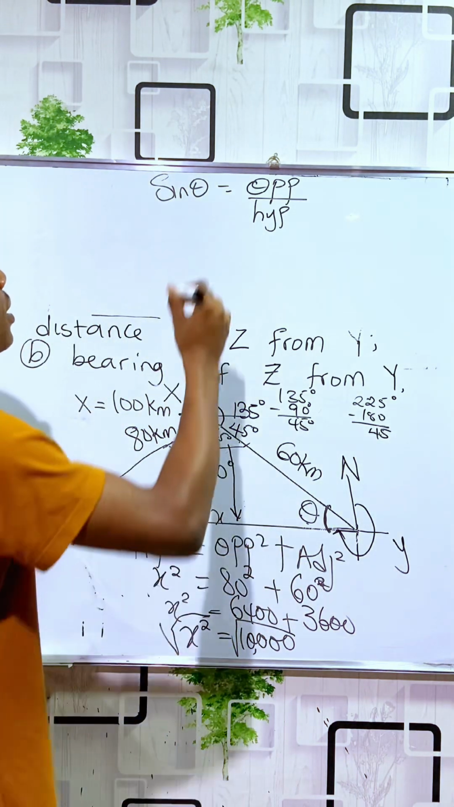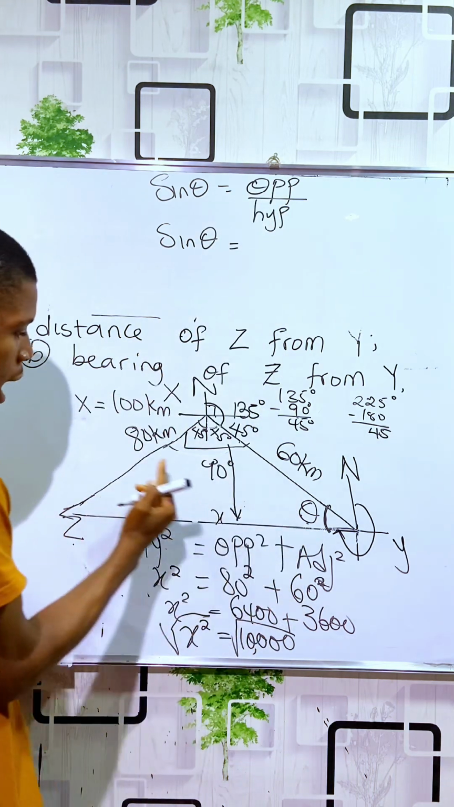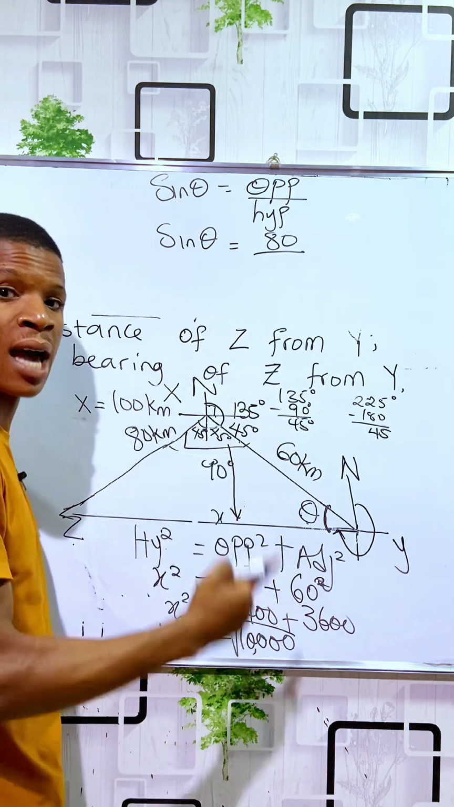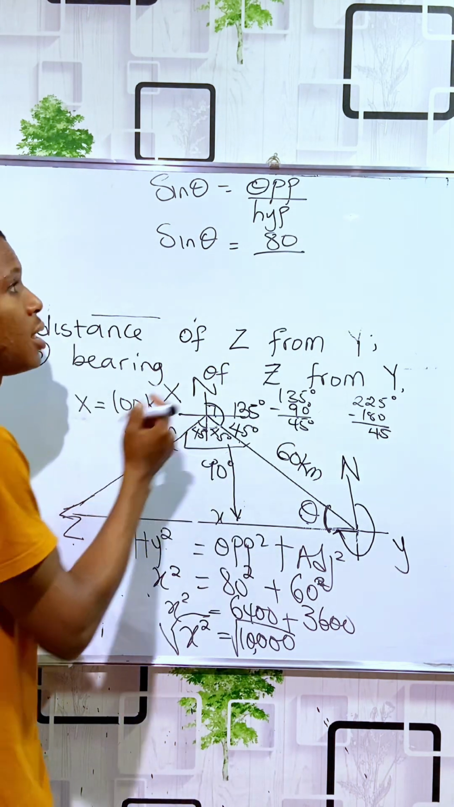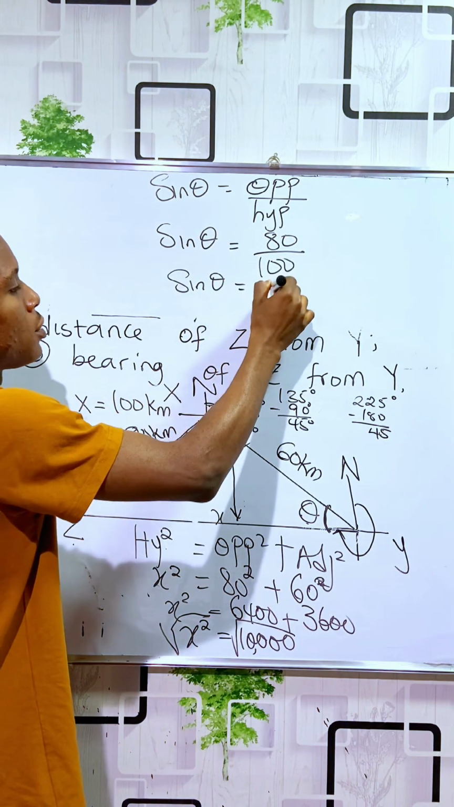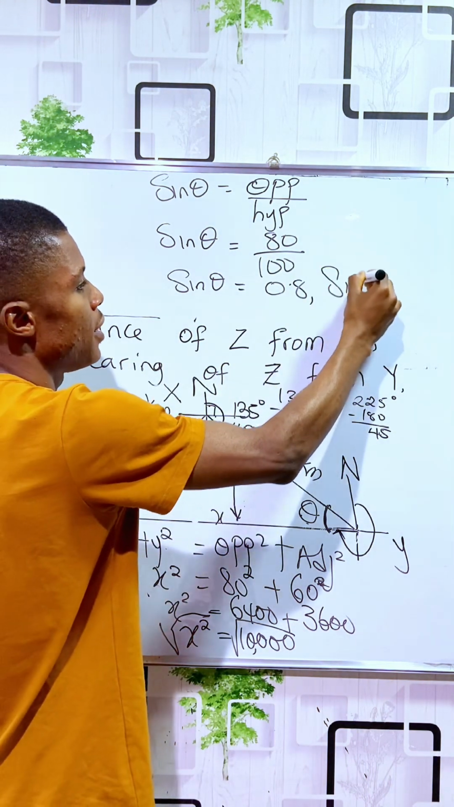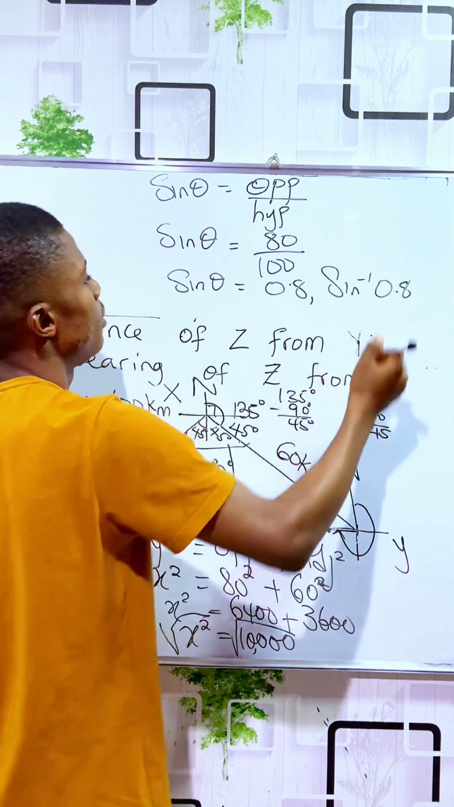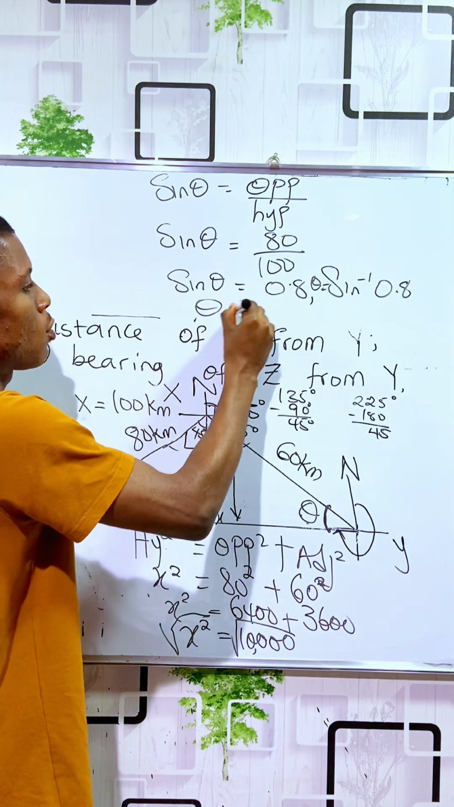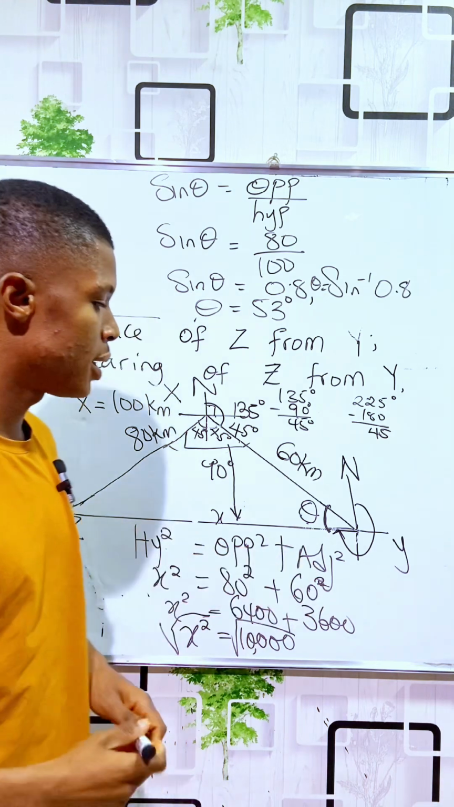If we find this, that means sine theta is equal to the opposite to this angle, which is 80 kilometers, over the hypotenuse, the side we found, which is 100 kilometers. That means sine theta is equal to 0.8. To get theta, we just do sine inverse of 0.8. That means theta is equal to 53 degrees. So the angle here is 53 degrees.